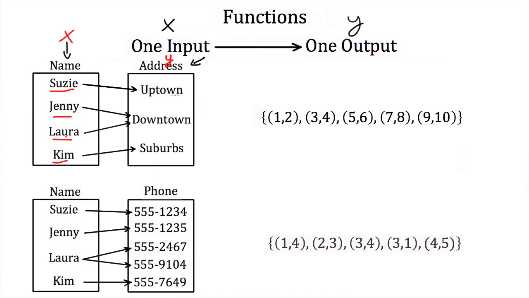Another way to think of this is if I asked you where Susie lived, you would tell me Uptown. Susie doesn't live in more than one place. So since there's only one answer to where Susie lives, and only one answer to where Jenny and Laura and Kim live, this represents a function. Now let's look at the next mapping diagram. Here we have name and phone numbers. We have Susie's phone number, Jenny's phone number, Laura's 2 phone numbers, and then Kim's phone number.